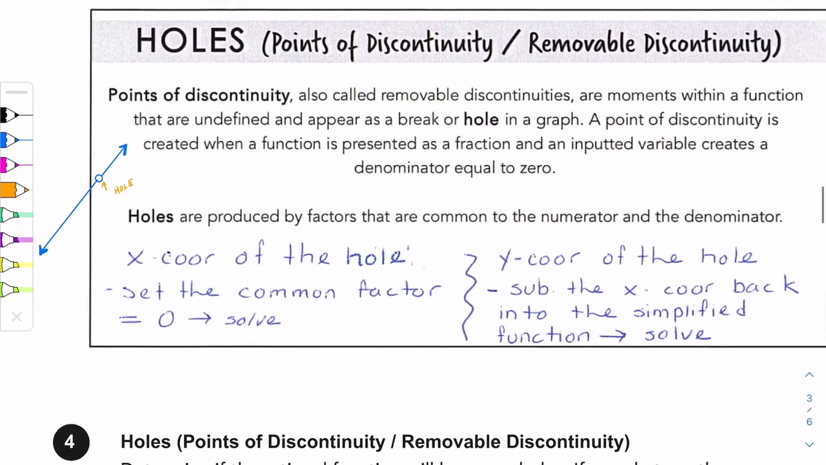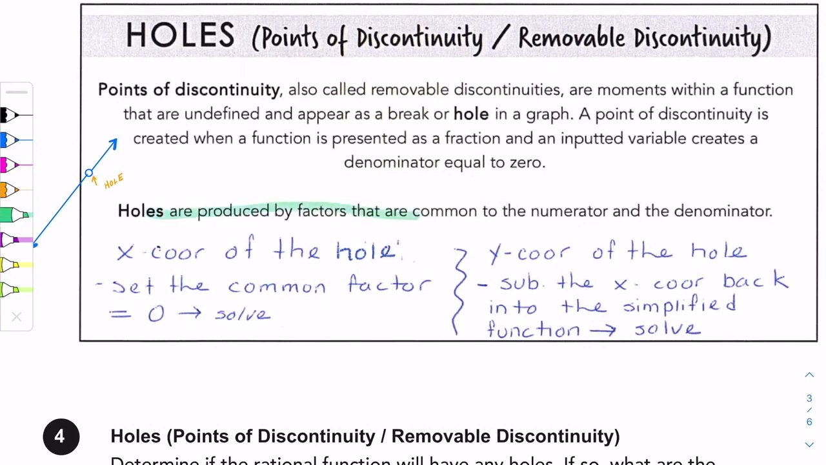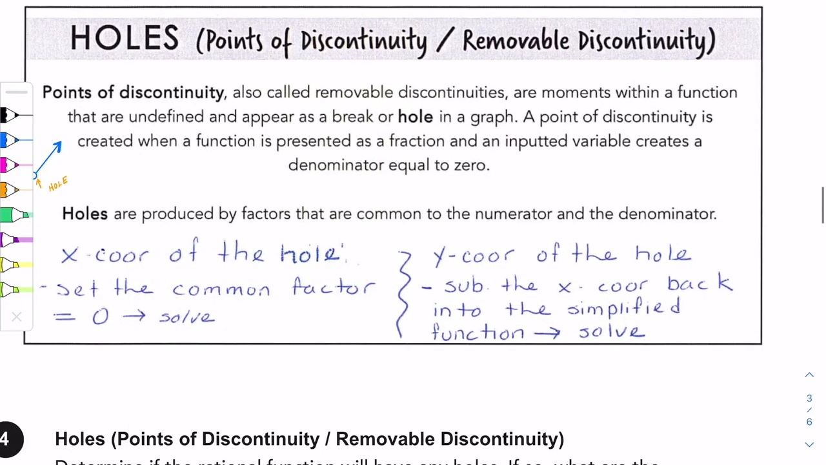All right, holes are produced by factors that are common to the numerator and the denominator. The x-coordinate of the hole is found by setting the common factor equal to 0. So that means you must factor both your numerator and your denominator, set the common factor equal to 0, and solve. The y-coordinate of the hole is found by substituting the x-coordinate back into the simplified function.